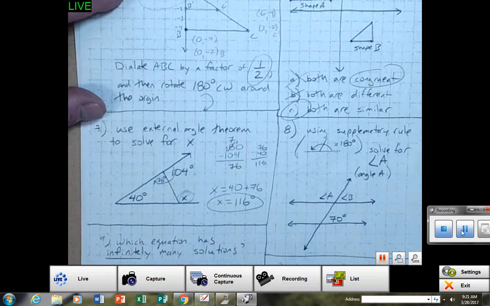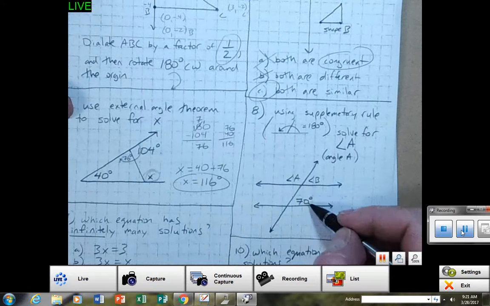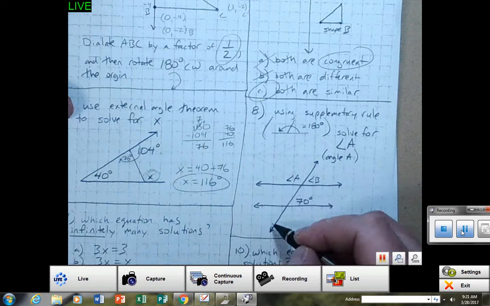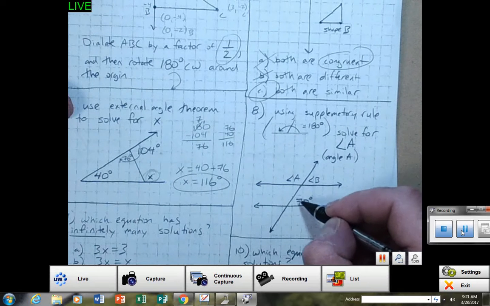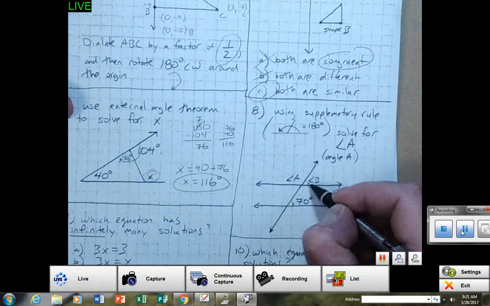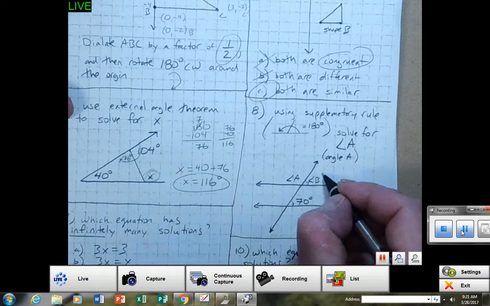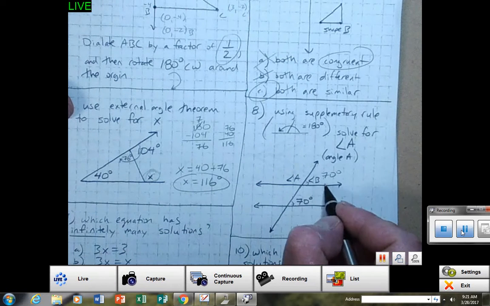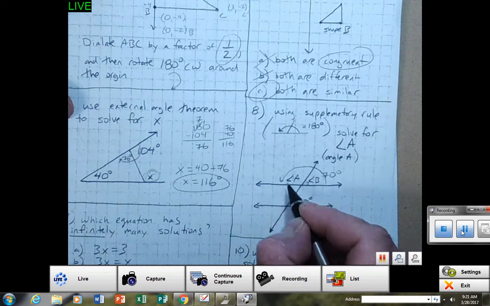All right, number 8, similar. These are equal angles. You could see by that opening, clearly equal. When you ever have a parallel line cut by another, these two angles are always equal. So if this is 70, B is 70. If B is 70, now I have enough to find A.